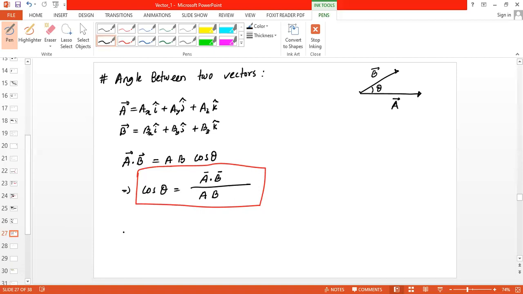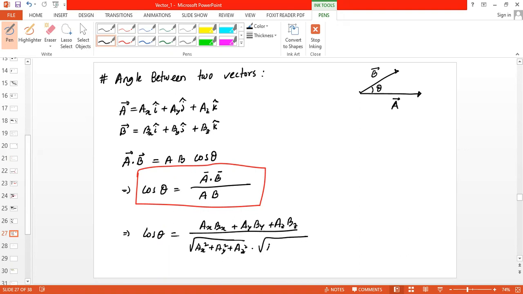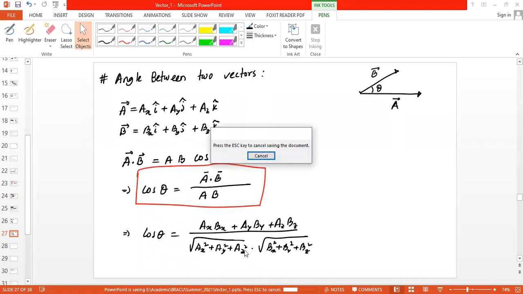Also, you can simplify it: cos theta is equal to A dot B, where A dot B means ax bx plus ay by plus az bz, divided by the magnitude of A, which, as you saw a little while ago, is the square root of ax square plus ay square plus az square, times the magnitude of B, the square root of the summation of the component squares, bx square plus by square plus bz square. So this is the formula to find out the angle. Once you know the cos theta, by taking the cos inverse, you can easily find the value of theta.